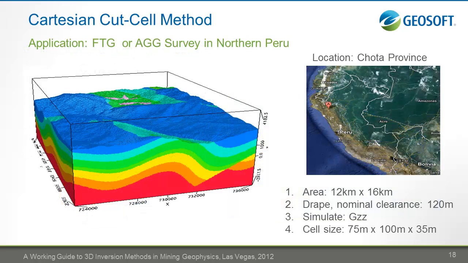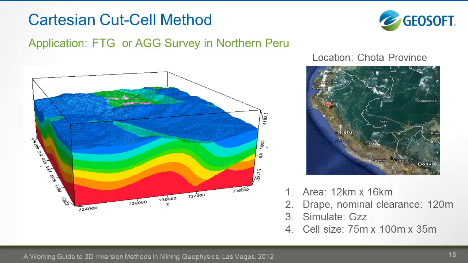So let's now apply this to field data. In this instance, we're going to consider a gravity gradient survey in northern Peru in the Chota province. On the right here I'm showing the location of that in northern Peru, close to Ecuador. The survey area I'll be concentrating on is 12 kilometers in the east direction and 16 kilometers in the north-south direction. It was a nominal drape flown over this at 120 meters. Of course, in this rough terrain, the clearance varies considerably and is often far greater than 120 meters.